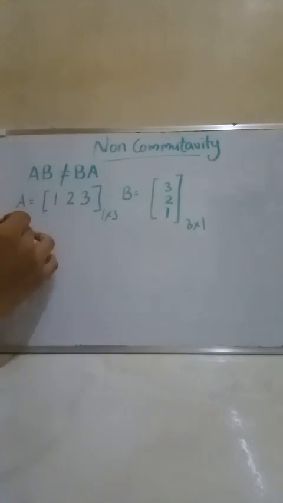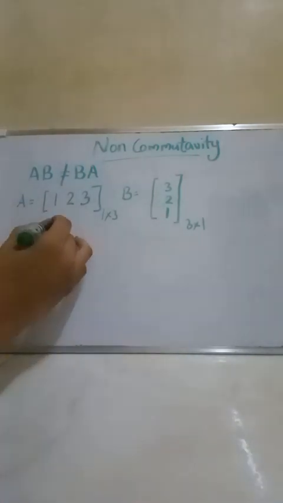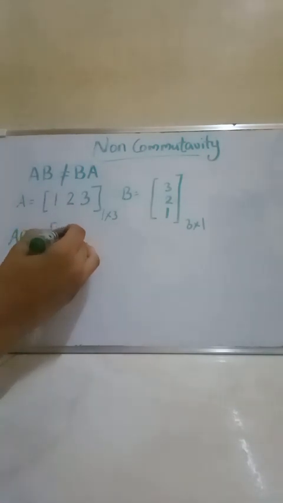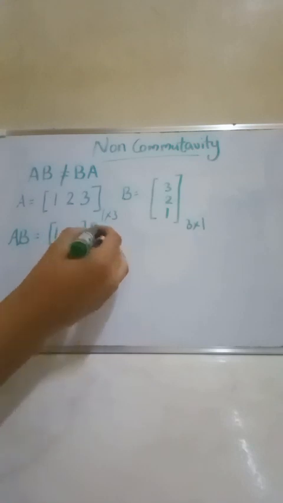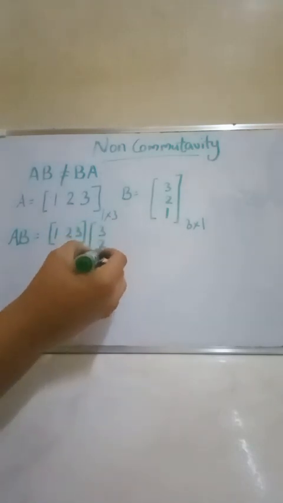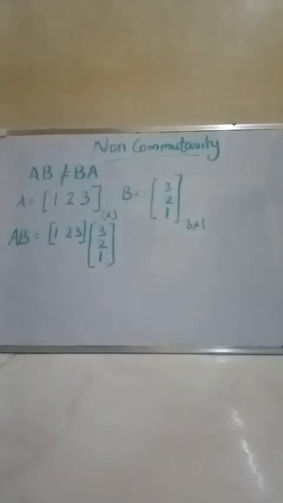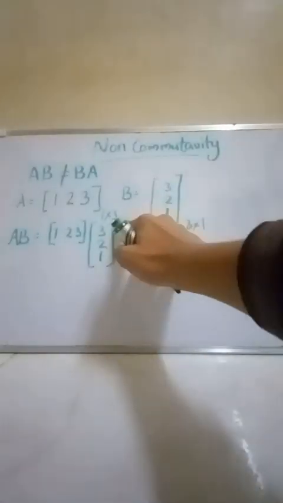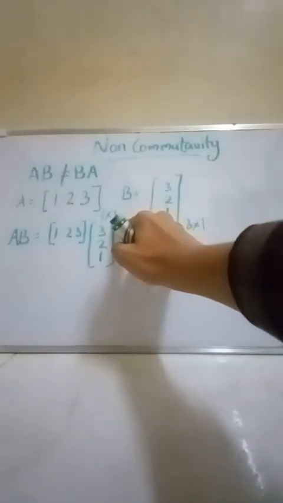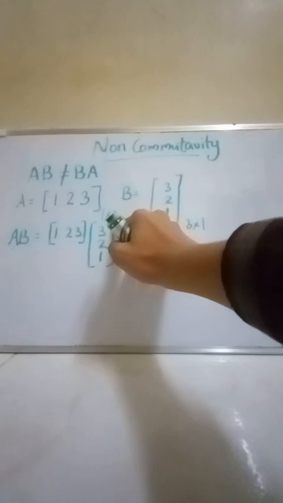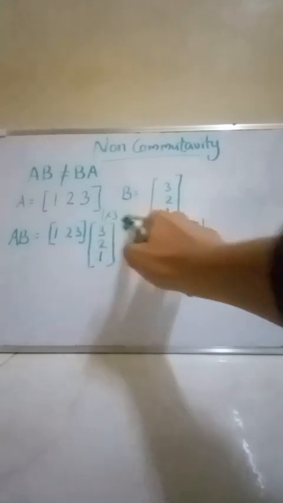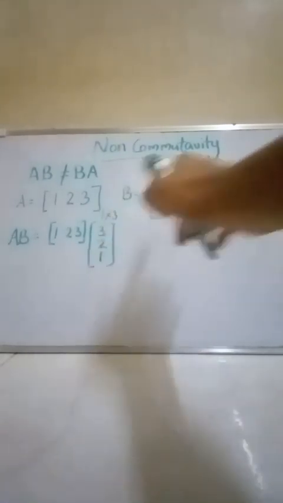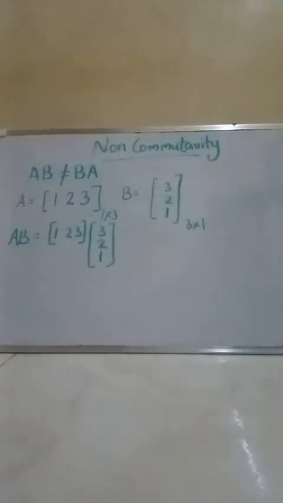So now let's first do AB. For AB, write the matrices close together. As we check, AB is possible, right? Because the number of columns is 3 in the first matrix and the number of rows is 3 in the second matrix. So both are the same, so we can do the multiplication of the matrices, right?